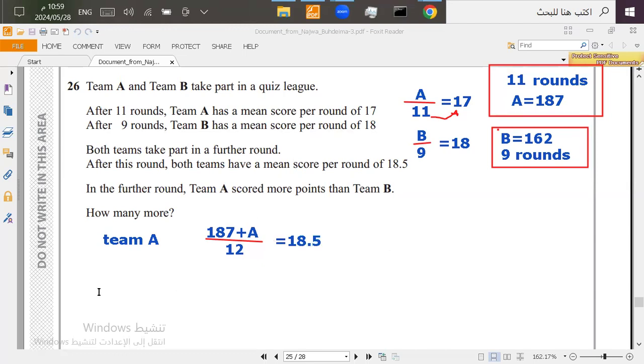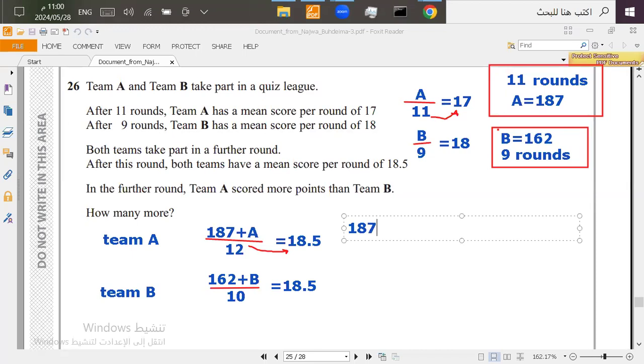Same idea for Team B. They got 162 in the first 9 rounds, plus the last round, let's call it B. And then we divide it by 10 because the rounds will be 10 after adding one round. And the mean is 18.5. I'm going to follow the same steps to find the score of the last round. I'm going to take this, multiply it, and then subtract this there.